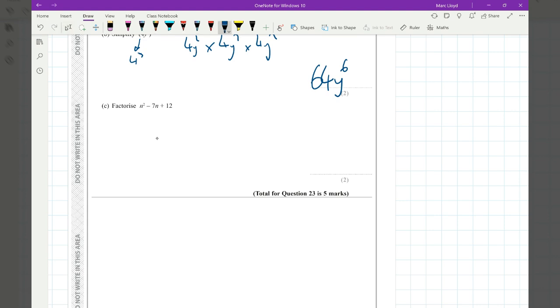Factorize. So this is a quadratic, and it's going to go into double brackets. The x's are at the front. We need two numbers that multiply to make 12. Because it's positives, and we've got to add to make negatives, we're going to have two negatives inside that bracket. 4 and 3 will add to make 7, and they multiply to make 12.